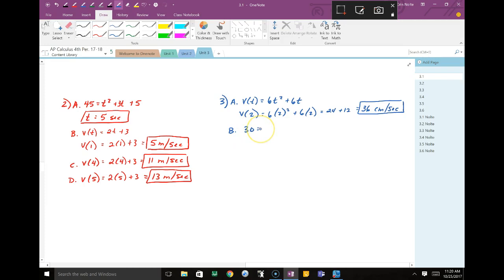Good, velocity equal to 30. 6t squared plus 6t. I feel like that one's not too bad to solve actually. 5, 2, 3 to get negative 2 and negative 3. No, 2 and 3.